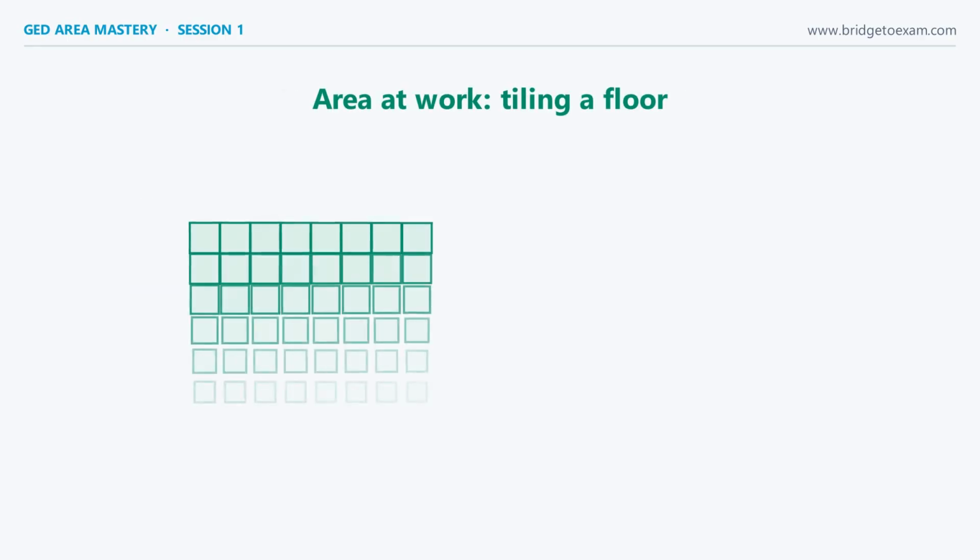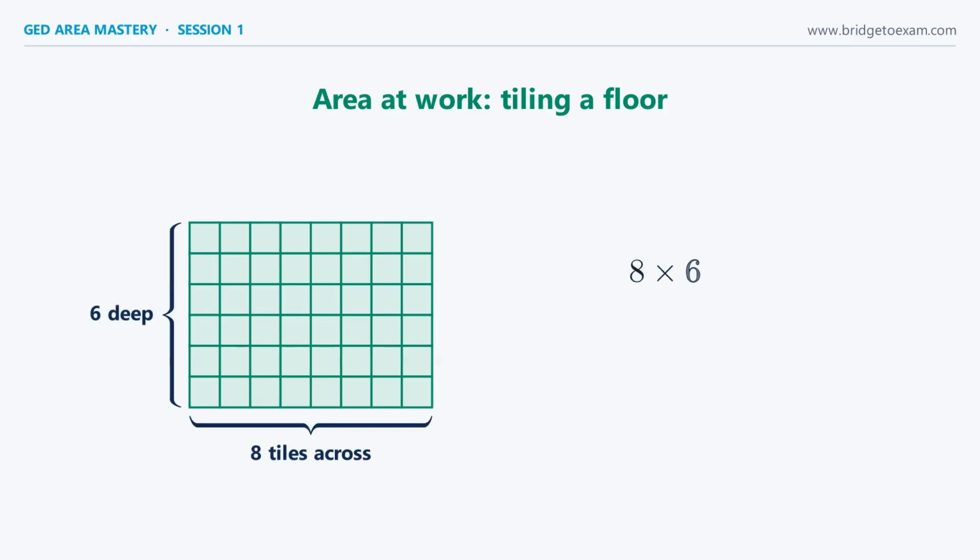Here's area doing real work. A floor is covered with square tiles. 8 tiles across and 6 tiles deep. How many tiles? You don't count them one by one. 8 times 6 is 48 tiles. That's the same rows times columns idea, just wearing work clothes.